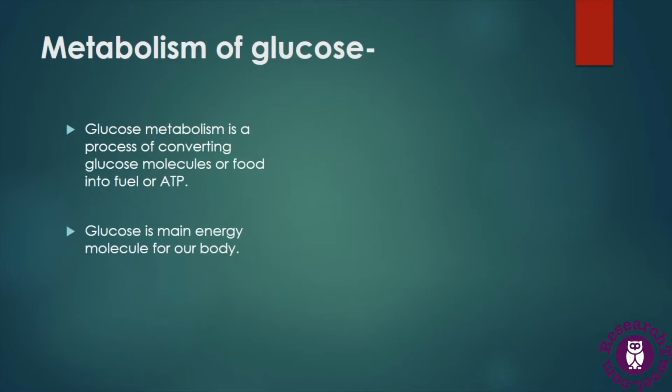Now let's understand how glucose provides us energy. We have studied that ATP is the energy currency for our body. So what is the process for converting glucose into ATP? Basically, glucose metabolism is the process of converting glucose molecules, or food, into fuel, also called ATP or adenosine triphosphate. That's why it is considered a main energy molecule for our body.